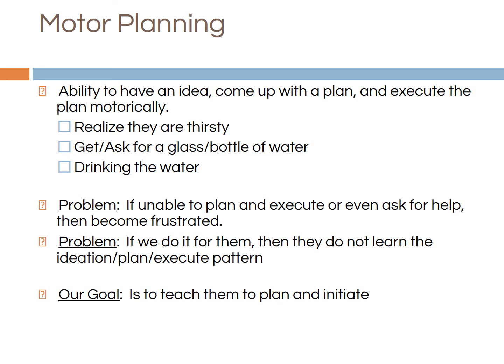Motor planning is the ability to have an idea, come up with a plan, and execute the plan motorically. For example, you realize that you're thirsty, then you get or ask for a glass of water, and then you drink the water. Children that have issues with this cannot plan or execute or even ask for help, and then they become frustrated. If we do it for them, then they do not learn the ideation, plan, or execution pattern that they need to have. Our goal is to teach them to plan and initiate.